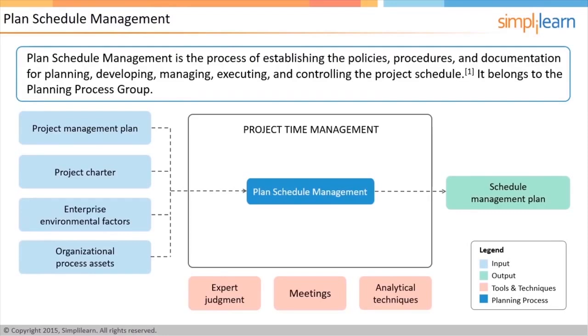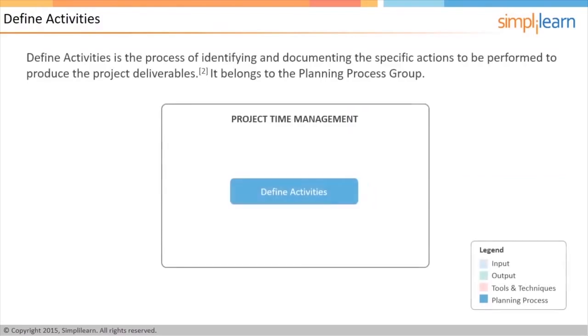In the next screen, let us define the define activities process. Define activities is the process of identifying the specific actions to be performed to produce the project deliverables. It belongs to the planning process group. The important input for the define activities process is the scope baseline. Scope baseline is a term used collectively to refer to project deliverables, constraints, and assumptions of the project.